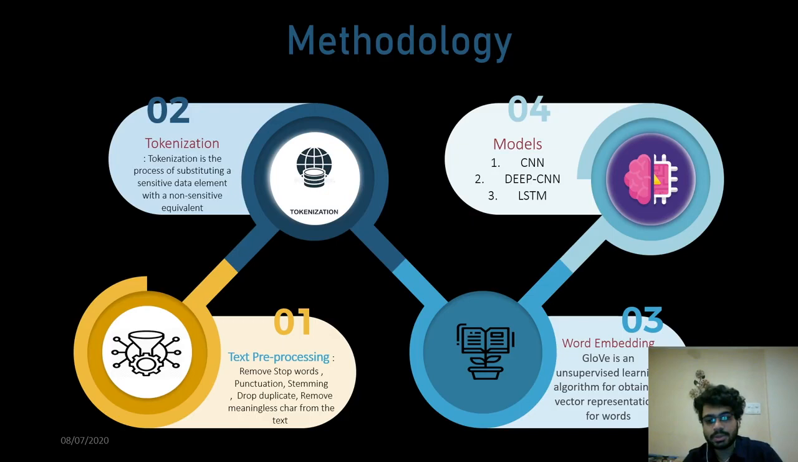Hey guys, I'm Rohan Asnani and I'm pursuing my BTech from Thadomal Shahani Engineering College. Today I'll be explaining the methods and the models that we have used in our project. Our project is basically broken down into four parts. It starts from text pre-processing, then we tokenize the data, and then the tokenized data is fed into word embedding, which vectorizes the data, and we get a matrix. Then this matrix is fed into the models, and then we get the desired output.